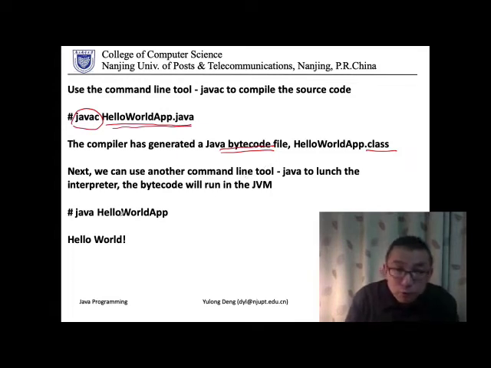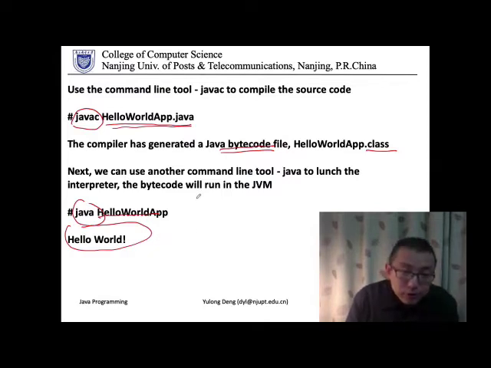So we should use a JVM launcher. Here we launch the JVM using the command java, with HelloWorldApp, the class name, as a parameter, and run it. It will launch the JVM, and inside the JVM your bytecode will be interpreted, and the result will be output on the standard output screen.